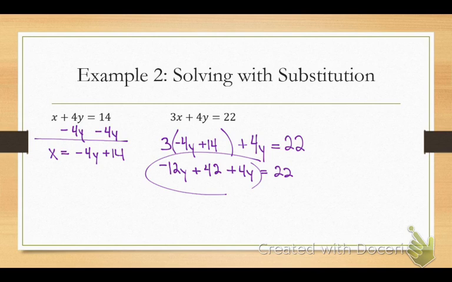No. What's negative 12 plus 4? Negative 8y. Do you see why I combine like terms? It's on the same side of the equal. Plus 42 equals 22. This will be a decimal. Okay, try to finish solving. Wait, is it decimal or fraction?